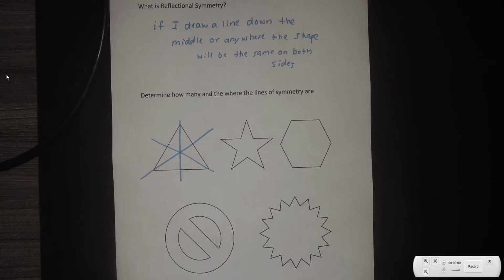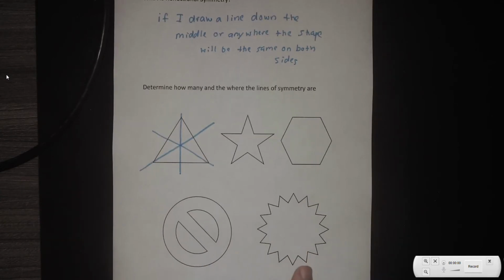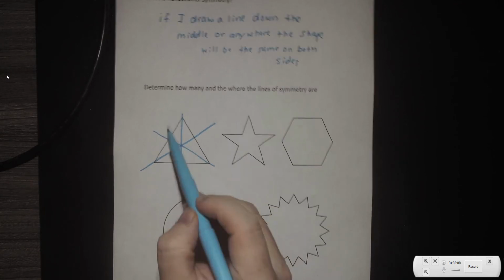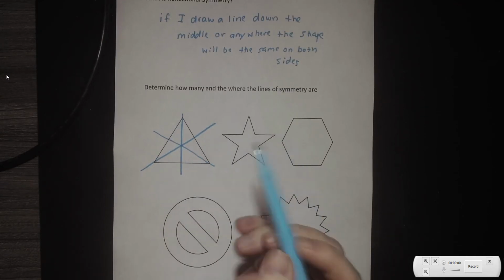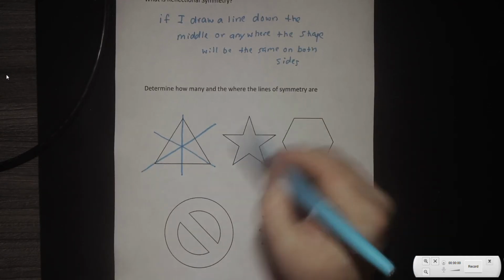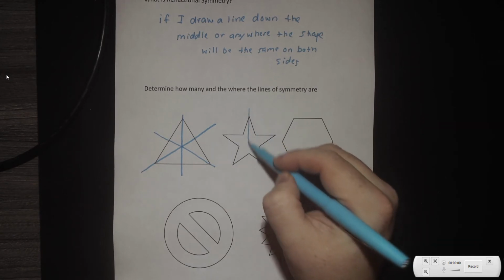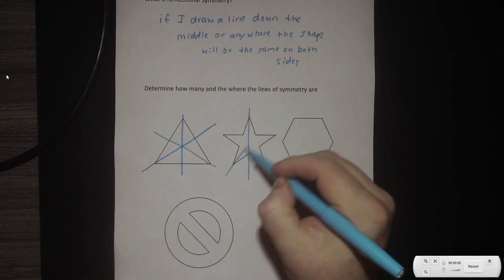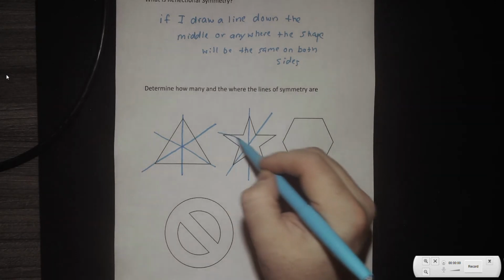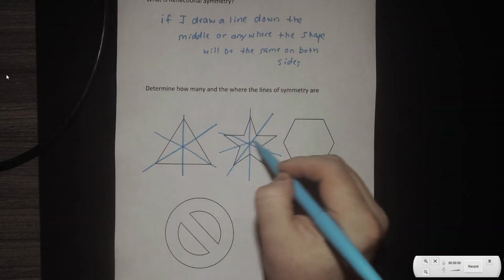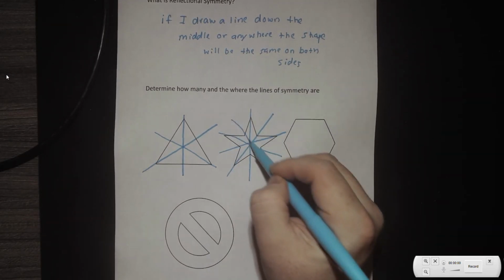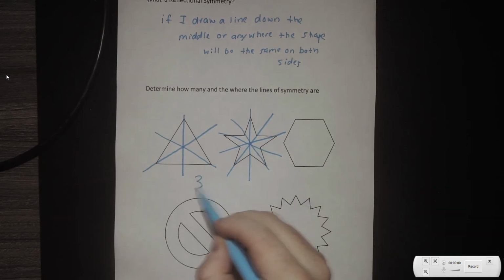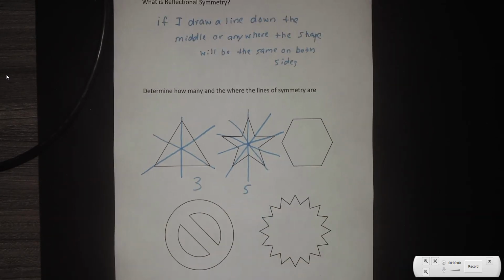And a lot of the times when you have regular polygons, you can kind of tell by just adding up the number of sides or points. So like 1, 2, 3, there'd be 3 lines of symmetry. There's 5 pointed stars, so there's going to end up being 5 lines of symmetry here, all through the points. So we got 3, and we got 5.